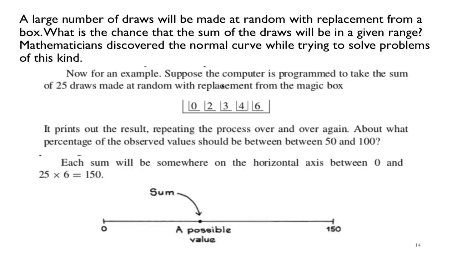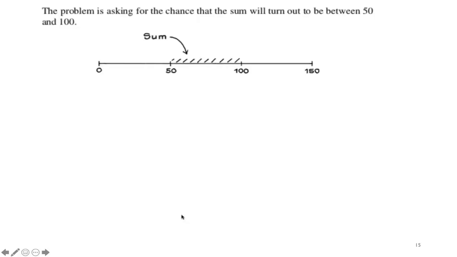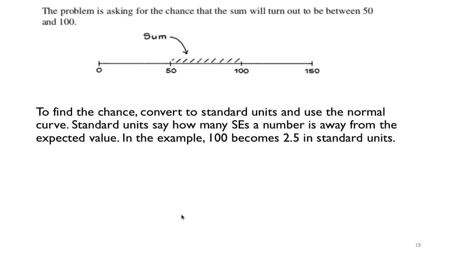Well, as we said earlier, if I pick 25 tickets, I could get 25 0s, which gives you a sum of 0, or 25 6s, which gives you a maximum sum of 150. So the question here is, what's the chance I get something between 50 and 100? And so we want to convert 50 and 100 to standard units. Again, this is from the normal distribution chapter earlier.